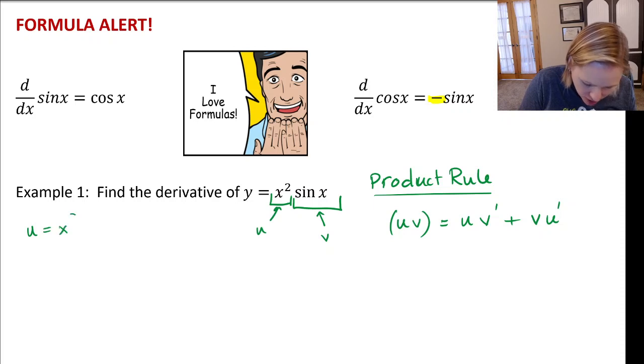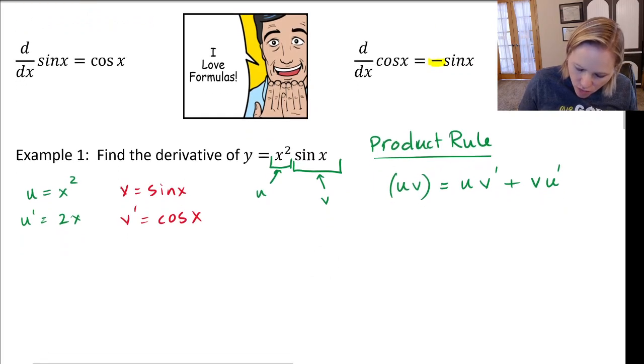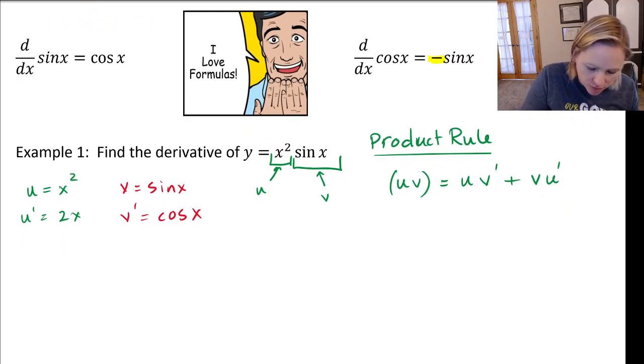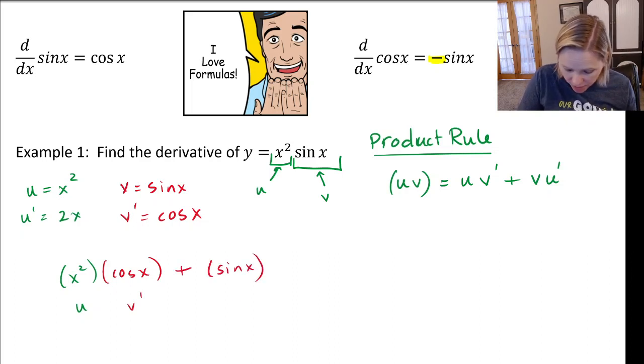So if I let u be x squared, u prime will be 2x, meaning that if v is sine of x, and here's where we're going to use our new derivative, v prime is cosine of x. So when I plug things into my product rule, here's what it looks like. I'm going to have u times v prime, so that's going to be x squared, there's my u, times v prime, that's cosine of x, plus, and then it says v, that's going to be sine of x, times u prime. Well, that's 2x.